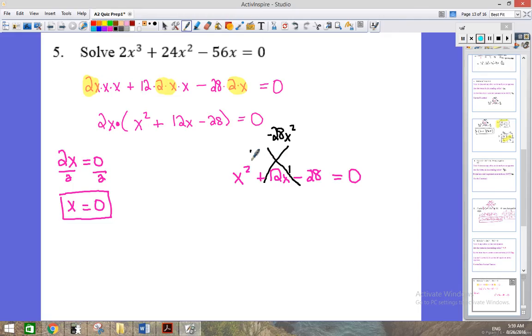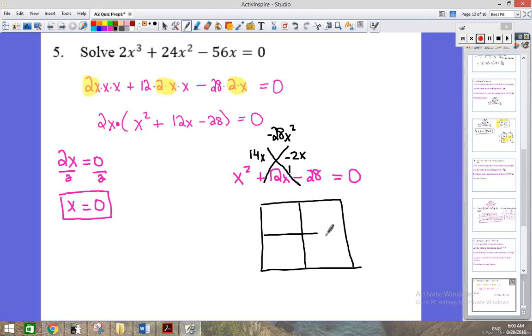So if I have 14x and negative 2x, will that do the trick? Positive 14 times a negative 2 is negative 28. 14 plus a negative 2 is positive 12. So that did the trick, and we found it. Alright, so in our table, along one diagonal is x squared minus 28. Along the other diagonal are the values we found in our X puzzle.